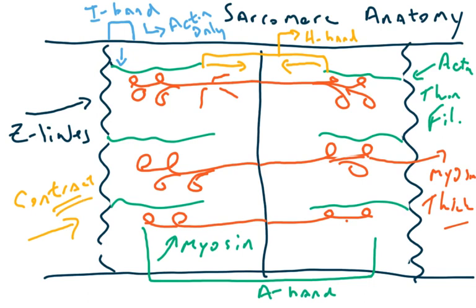So, if you can understand this, this will help with better understanding of muscular contractions when we get into the power stroke theory and the other components of muscle anatomy later on in this chapter.